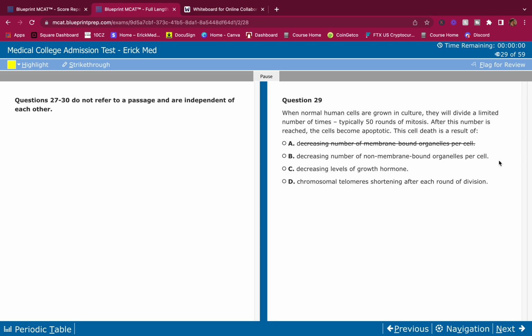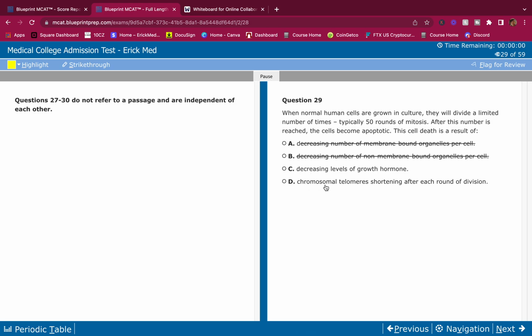Decreasing number of non-membrane-bound organelles per cell. No. Again, red blood cells have non-membrane-bound... They don't even have organelles. Okay? So, it's not B. Decreasing level of growth hormone. That could be it.